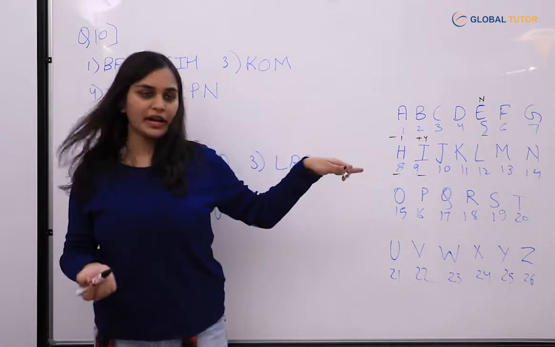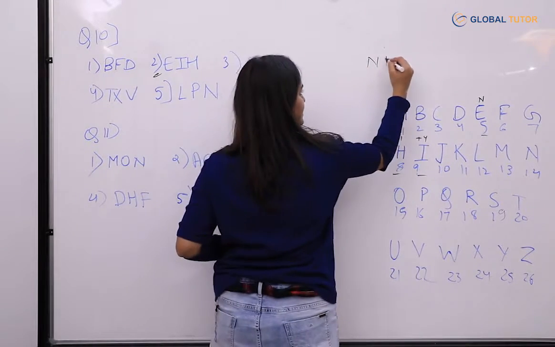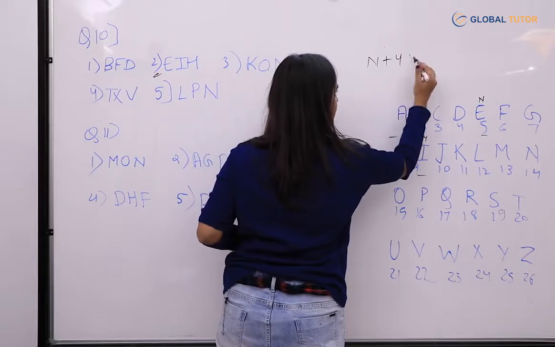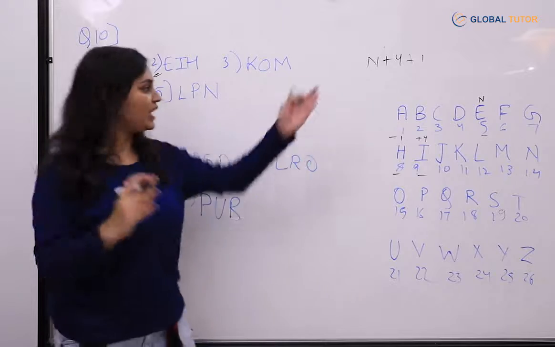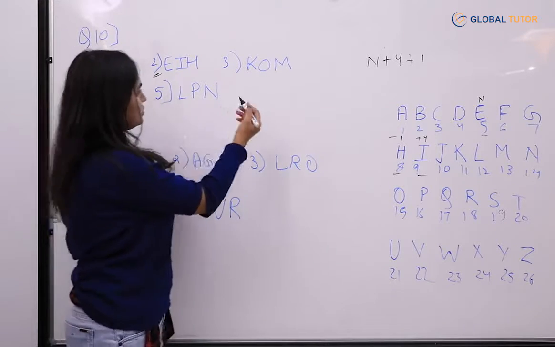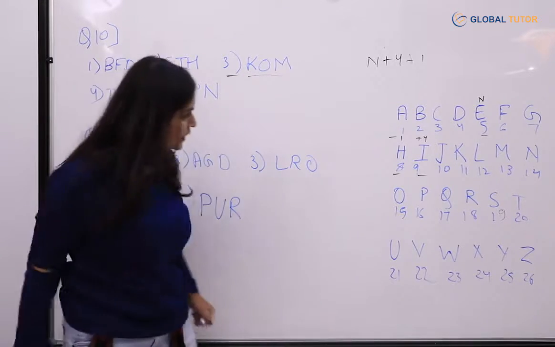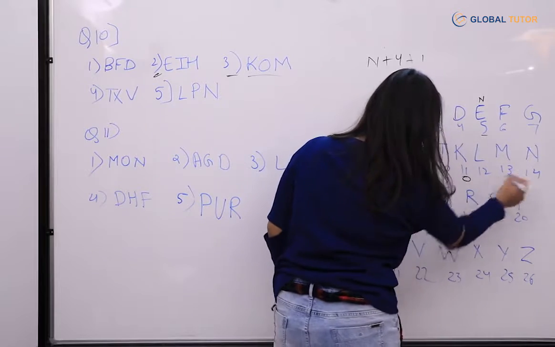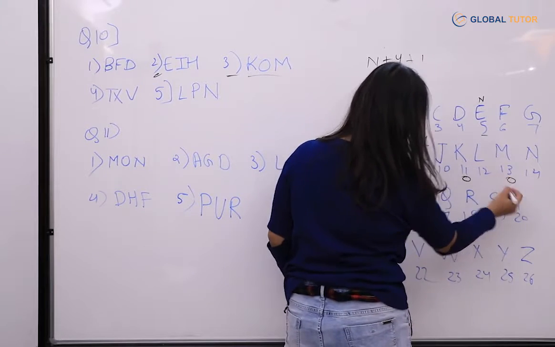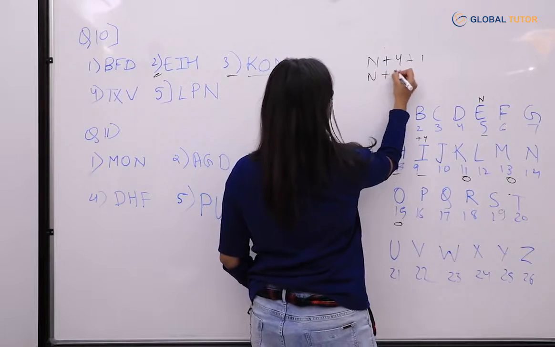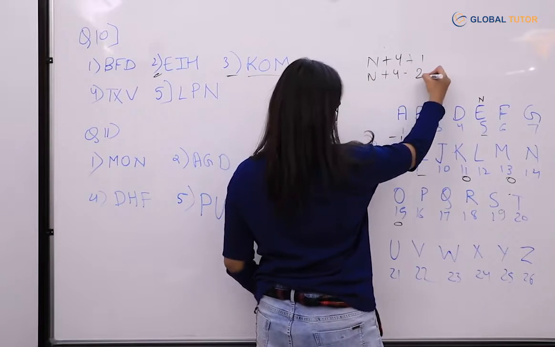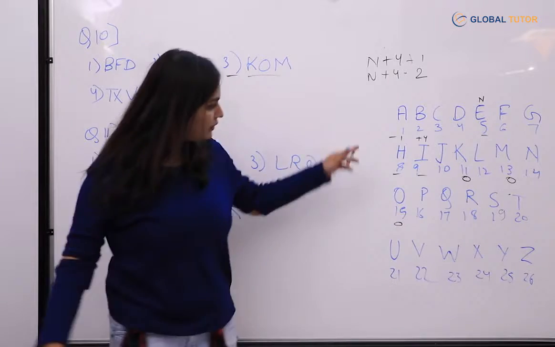Just like how we used to write all the formulae, right? So let's place it like this. This is E, I and H. So we have a formula for that. Now, KON. K-O-N. K plus 4, minus 2. Right? We've got a formula.